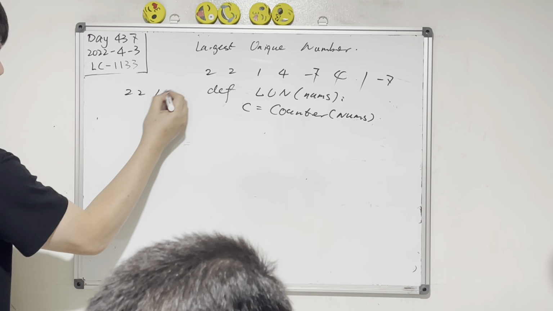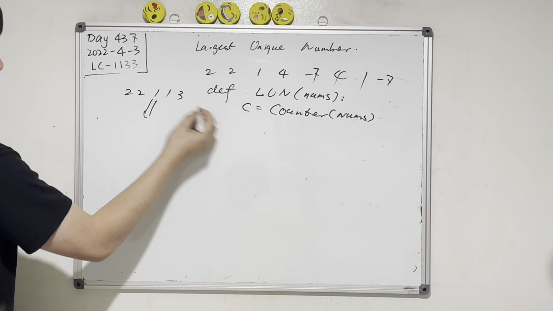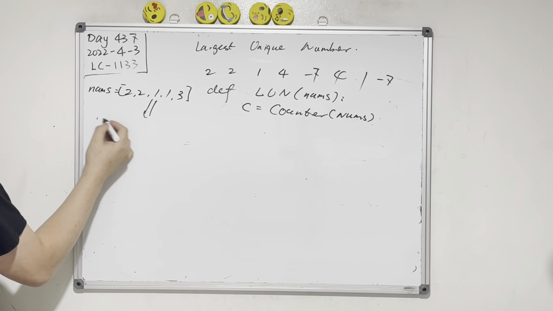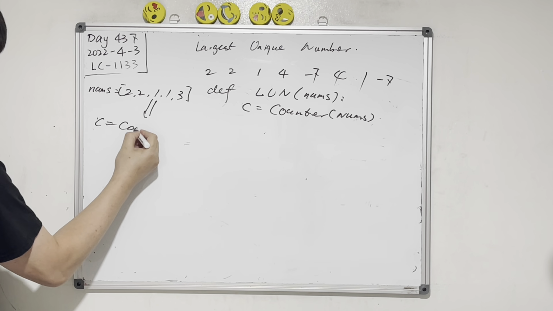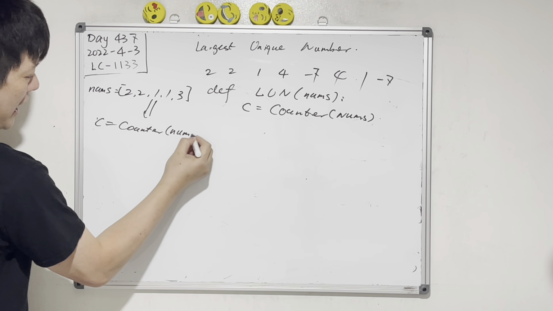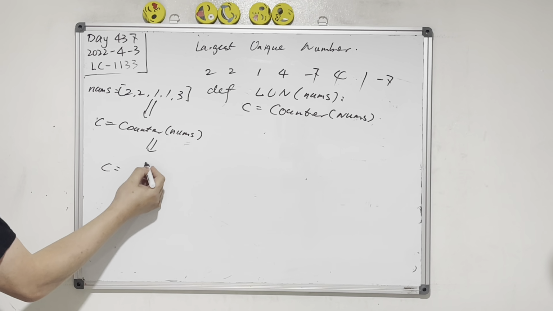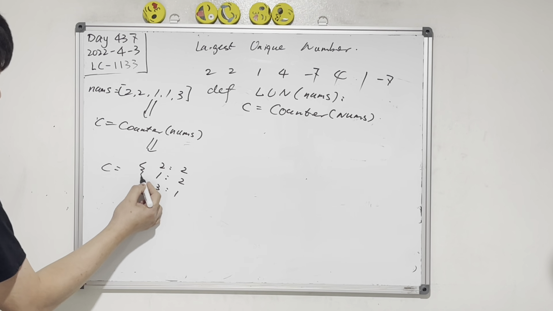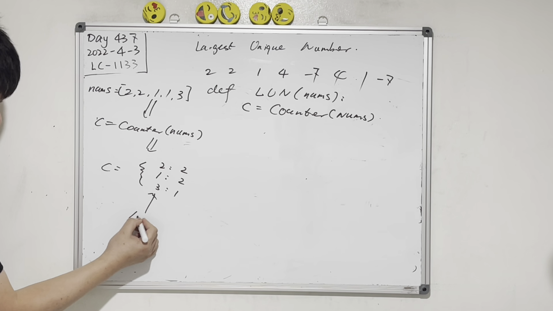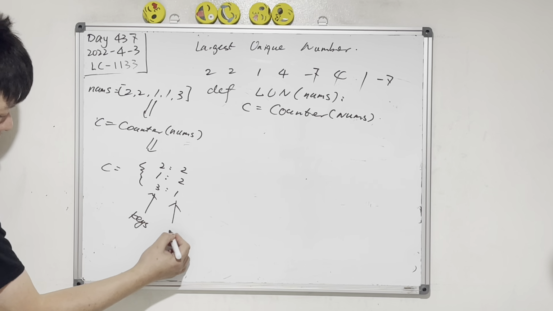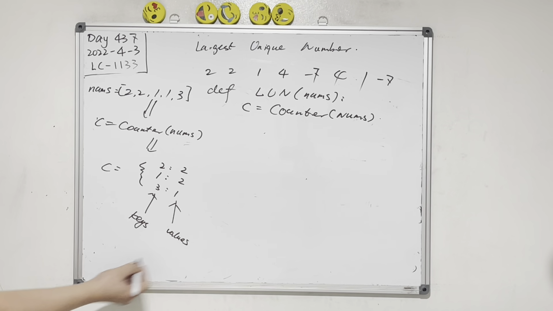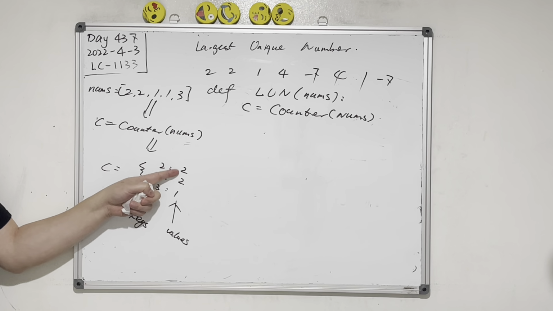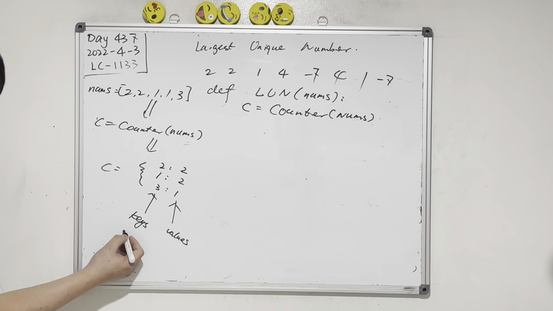So for example, if the numbers are 2, 2, 1, 1, 3 and we do C equals Counter of numbers, what do we have? C is actually a dictionary. 2 appears 2 times, 1 appears 2 times, 3 appears 1 time. These are the keys, and these are the values, and values are the frequency. C dot keys returns 2, 1, 3. C dot values returns 2, 2, 1. C dot items returns an array of tuples.